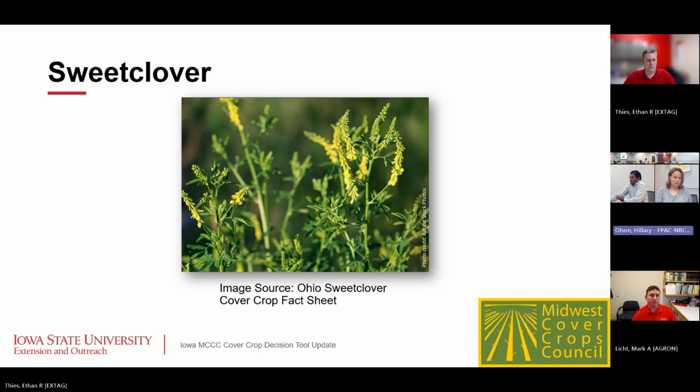Sweet clover is one of the crops in our list, or in the selection tool, suitable for frost seeding, along with the white and red clovers.